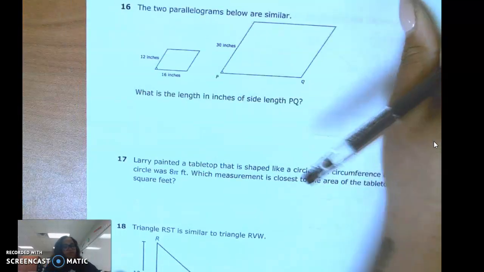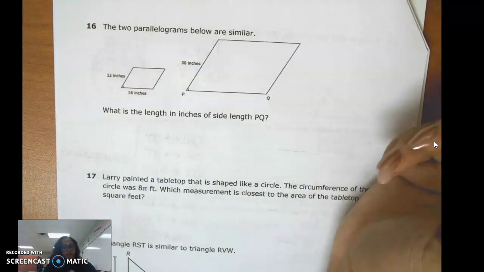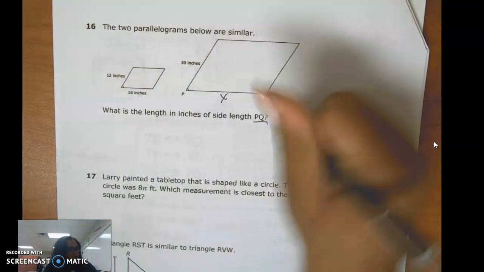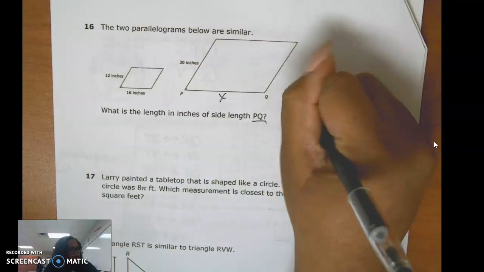Two parallelograms below are similar. What is the length of side PQ? X. Make a proportion.